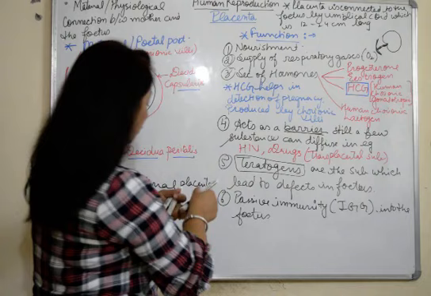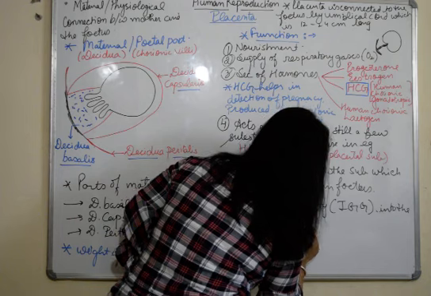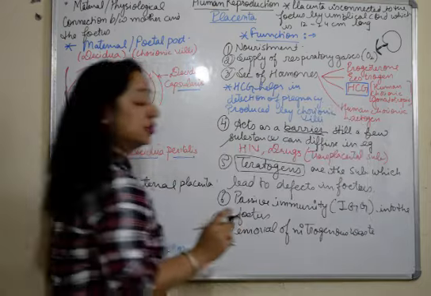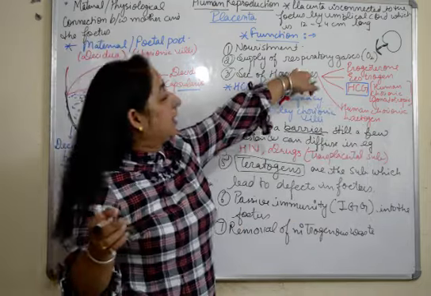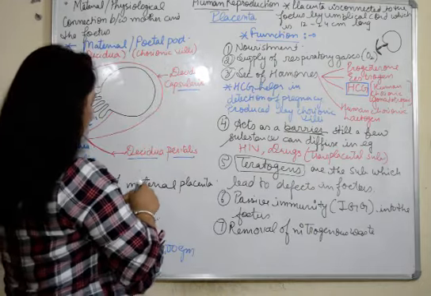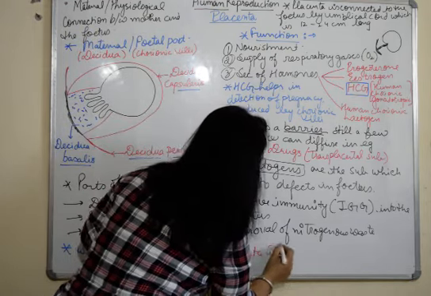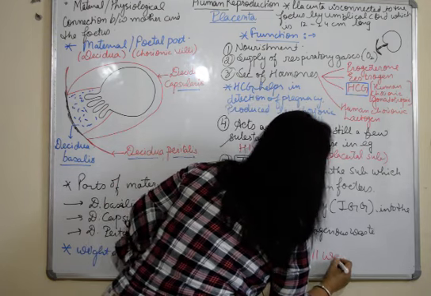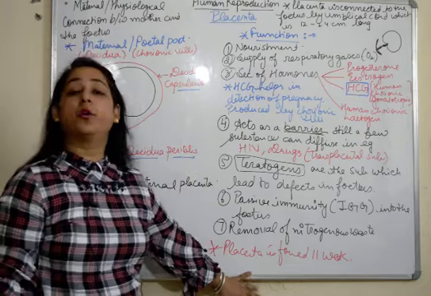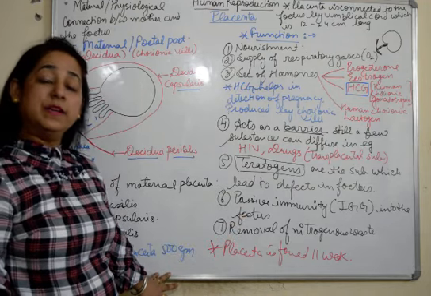Then it also helps in removal of nitrogenous waste. Fine. The removal of nitrogenous waste, the taking in of useful substances and giving out of harmful substances, is all done through the placenta. Then the whole placenta is formed in the 11th week. In the 11th week, the full structure is formed in the female's body. So these are the various important features related to the placenta.